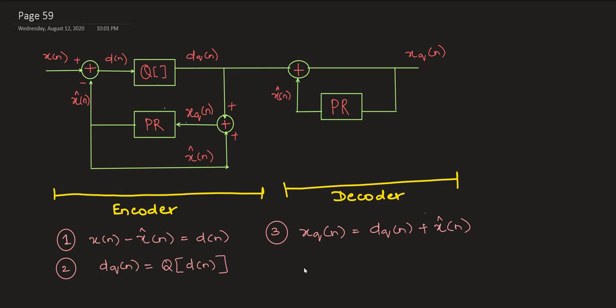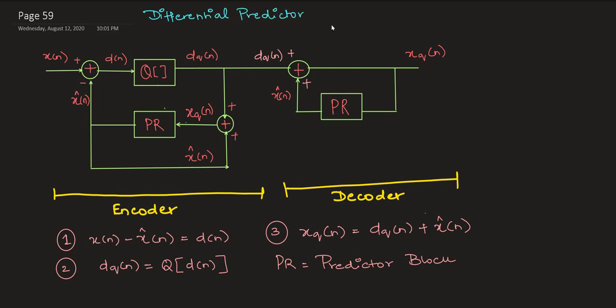So I've written all the equations here. x hat of n plus dq of n is xq of n. x of n minus x hat of n is equal to d of n, and PR is your predictor block and Q is my quantizer block. And this oversampling quantization, I call it a differential predictive quantizer system. Good. So your oversampling A to D runs on this differential predictive quantizer system. At least that's what we are seeing here, right?